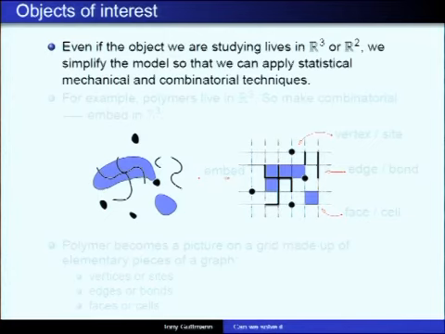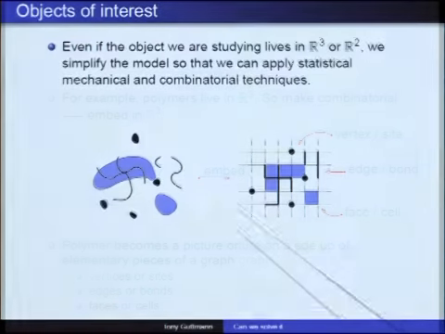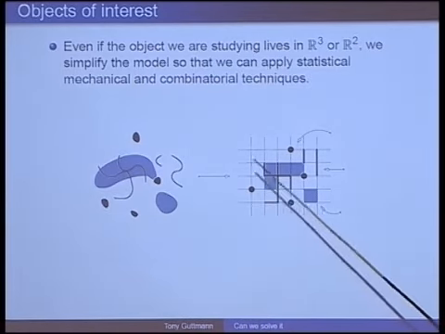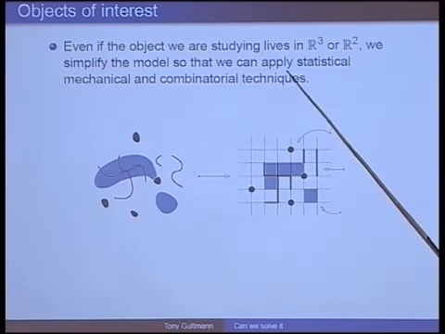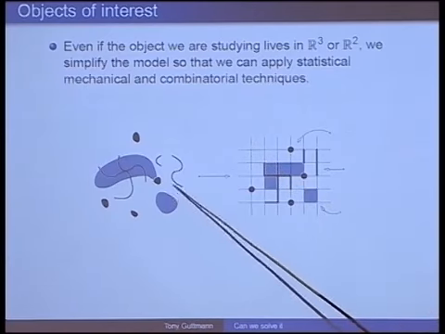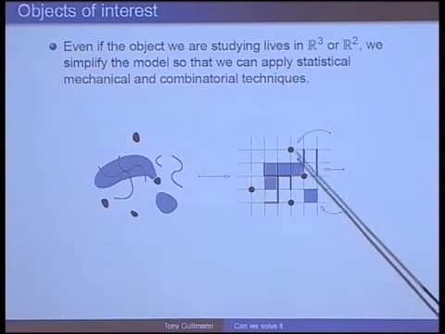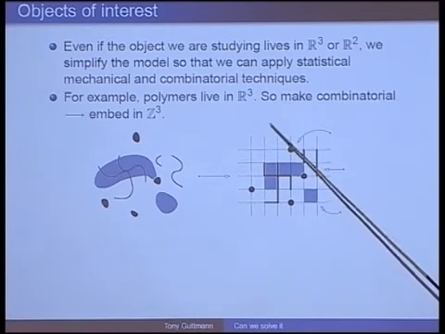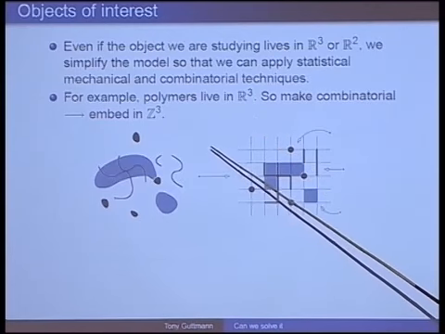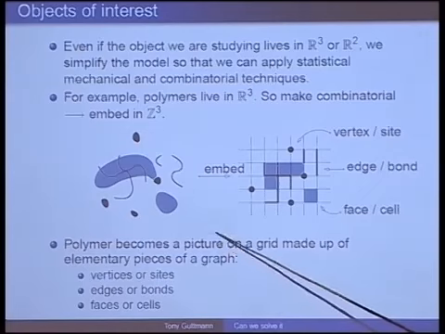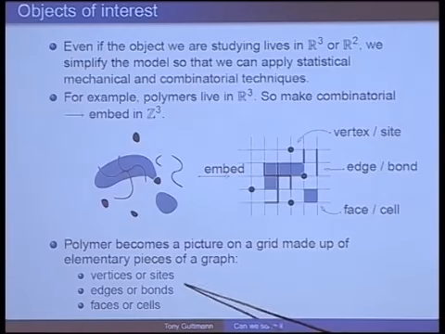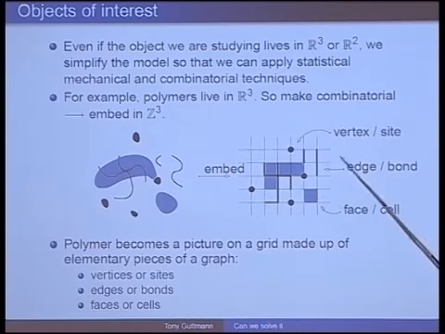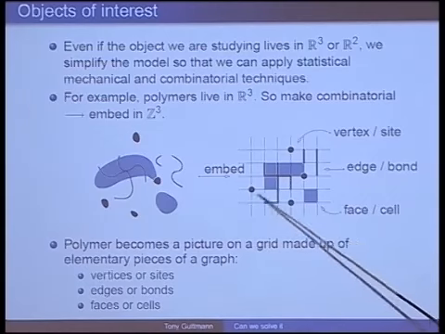So let's have a look, just to put this in the picture. The objects we're trying to look at, polymers or whatever, even if they live in R3 or R2, we usually of course simplify the model so that we can apply statistical mechanics and combinatorial techniques. So we stick it on a lattice. And by sticking it on a lattice, we embed them usually in Z3 if they live in R3. So that a polymer becomes a picture on a grid made up of elementary pieces of a graph, depending on whether you're a mathematician or a physicist. We've got vertices or sites, edges or bonds, faces or cells, as illustrated here.